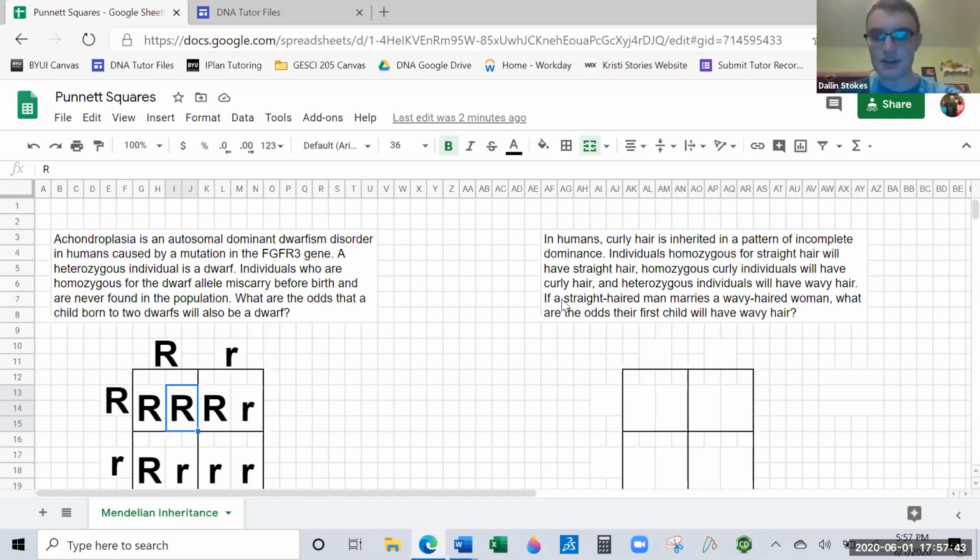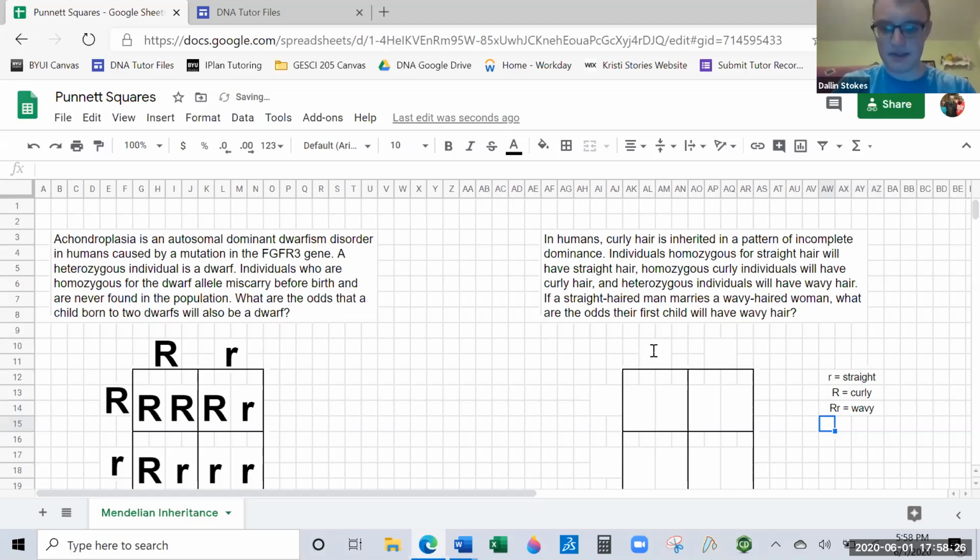Does that make sense? So down here, if a straight-haired man, let's just say, I didn't tell you which one's dominant, which one's recessive, because neither one's really dominant. So I'll just use little r for straight. So over here, I've got little r equal to straight, and big R is equal to curly. Okay. And then big R, little r, of course, is wavy. So we have a straight-haired man.